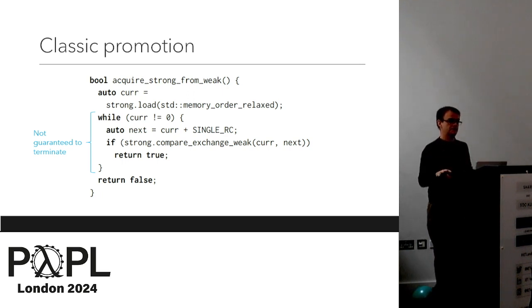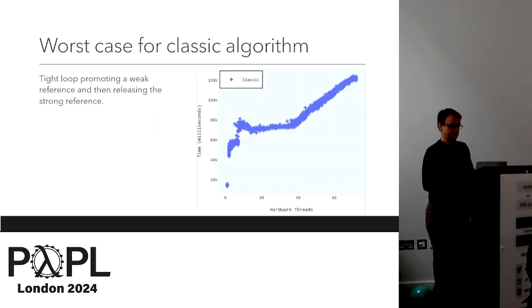So your classic operation for doing promotion from weak reference to strong reference isn't wait-free. It's lock-free, but it's not wait-free. So can we do better? And is this a problem?